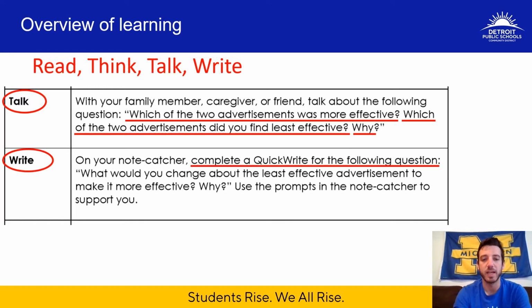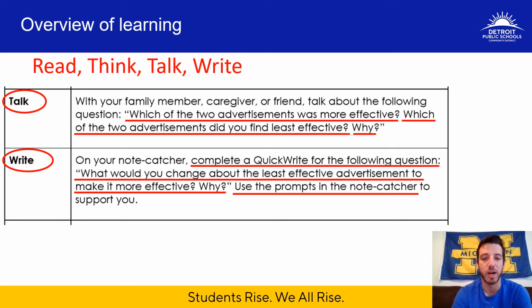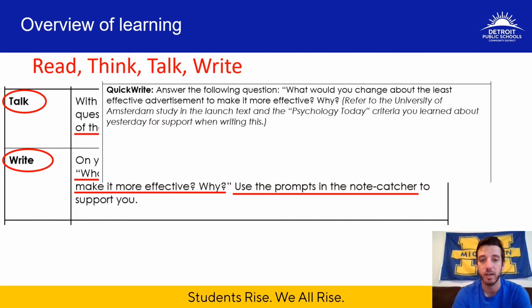And then for the writing section, you're going to complete a quick write for the following question. What would you change about the least effective advertisement to make it more effective, and why? And you're going to use the prompts on the note catcher to support you. There's prompts in the note catcher, as you see here, that will get you thinking about what you could do to make the least effective advertisement more effective.